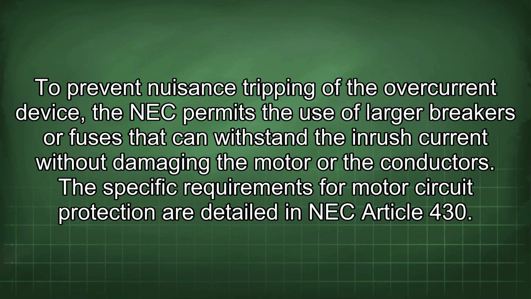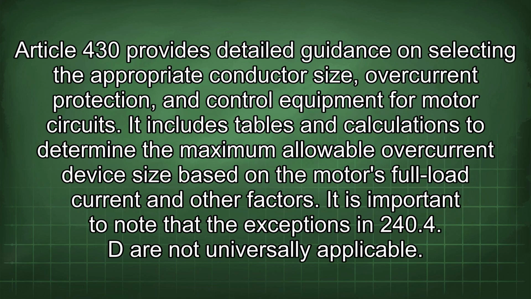The specific requirements for motor circuit protection are detailed in NEC Article 430. Article 430 provides detailed guidance on selecting the appropriate conductor size, overcurrent protection, and control equipment for motor circuits. It includes tables and calculations to determine the maximum allowable overcurrent device size based on the motor's full load current and other factors. It is important to note that the exceptions in 240.4(D) are not universally applicable.